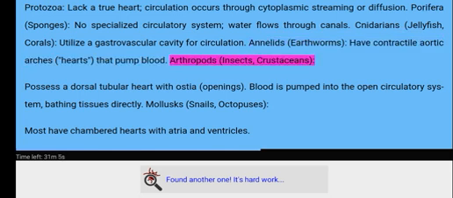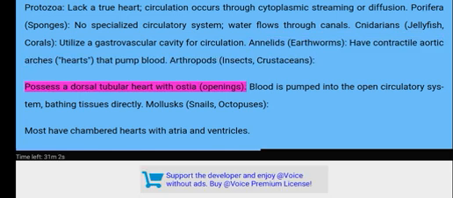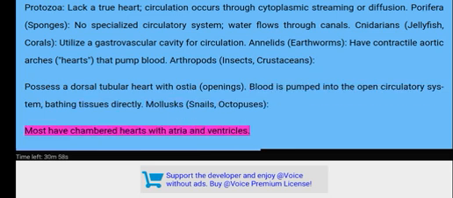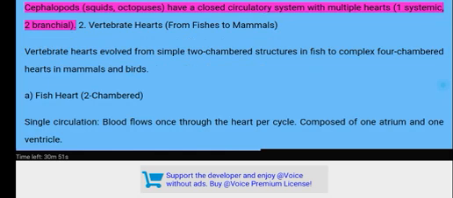Arthropods, insects and crustaceans, possess a dorsal tubular heart with ostia openings. Blood is pumped into the open circulatory system, bathing tissues directly. Mollusks, snails, octopuses. Most have chambered hearts with atria and ventricles. Cephalopods, squids, octopuses, have a closed circulatory system with multiple hearts, 1 systemic, 2 branchial.